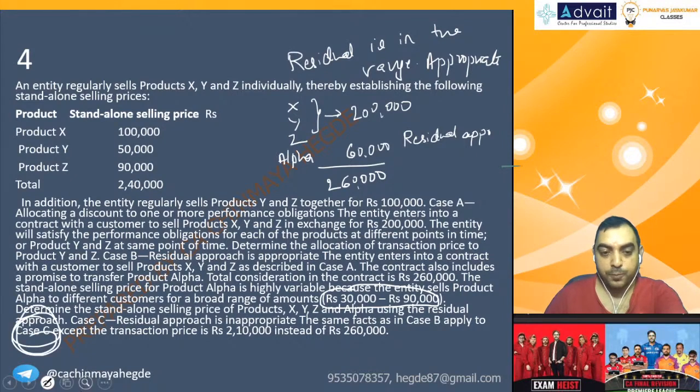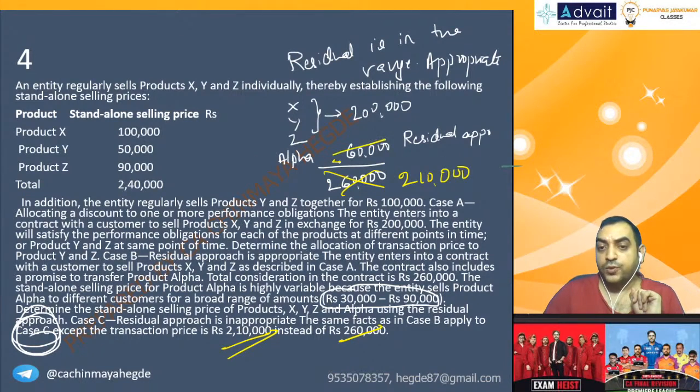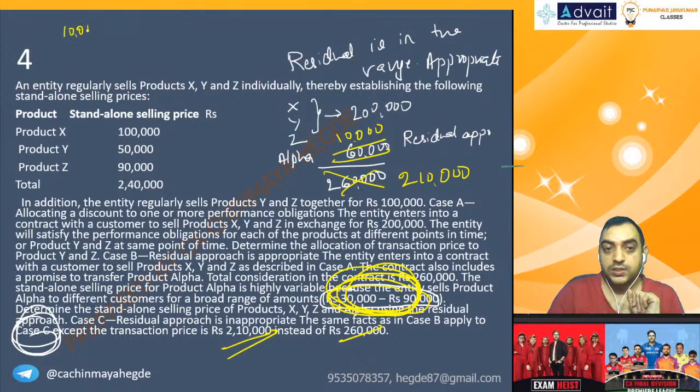Now case C, if I come to it, everything is same. Take 2 lakh 10,000 instead of 2 lakh 60,000. So if I make it 2 lakh 10,000, what will happen to this alpha balancing figure? That will come to 10,000. Now 10,000, is it in the range? Range is 30 to 90,000. It is not in the range. So 10,000 is not in the range.